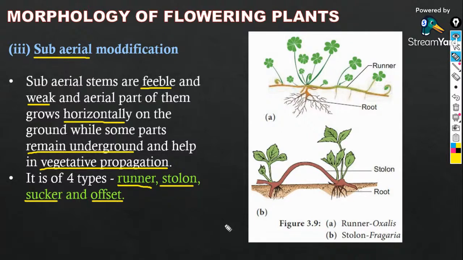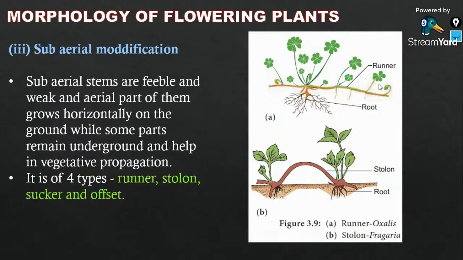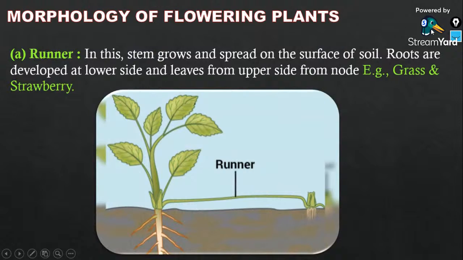What is it? Tell me along with me. Repeat it along. Runner, stolon, sucker, and offset are the four types of subaerial modification which we have to study in this chapter. Clear? Can we move on, everybody? Yes, Abhijit. Runner, stolon, sucker, and offset. Yes. First is the runner.